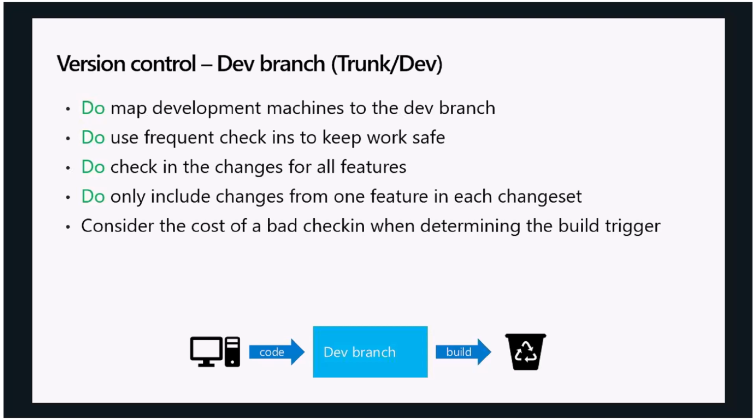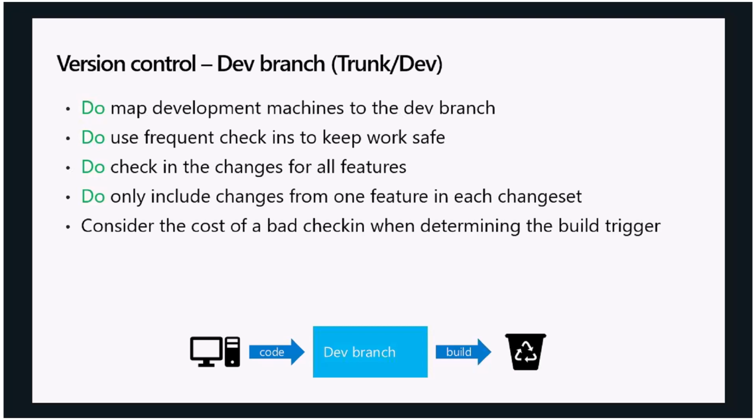Do check in the changes for all features. Don't leave stuff sitting on your dev box, and do use a single change set for each feature. Don't put multiple features in one change set. It's okay to have multiple change sets for a feature, but the reason is because whatever granularity you use in the dev branch, that's the most amount of granularity you can use when you merge stuff to test, and you want to be able to merge each feature independently to test and beyond.